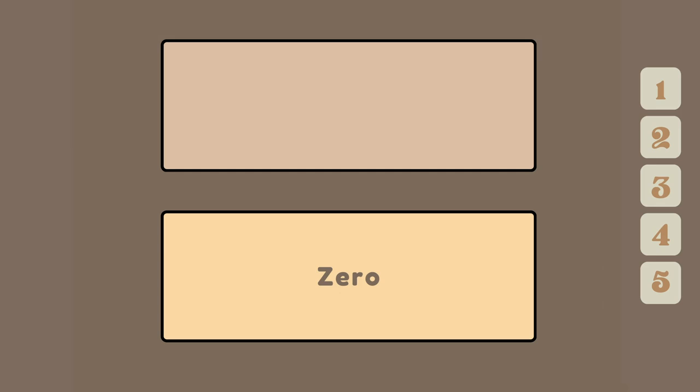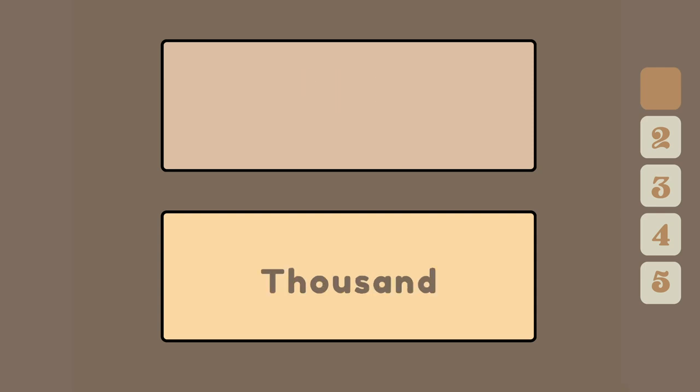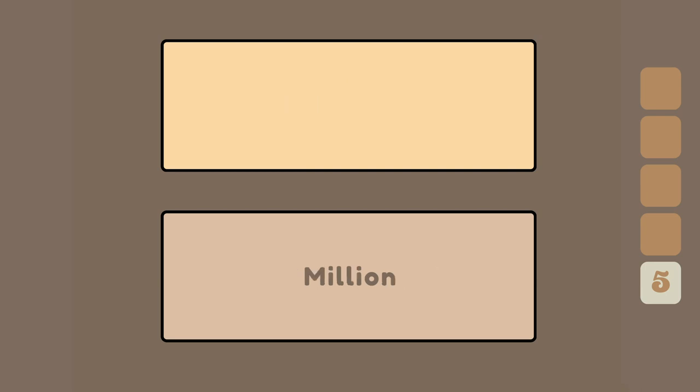Now, let's see if you remember how to say the words you have learned. How do you say 0? How do you say 1,000? How do you say 100,000? How do you say 10,000? How do you say million?